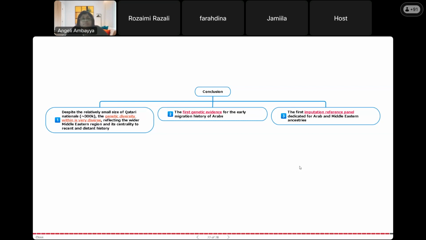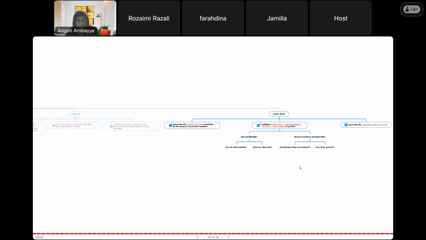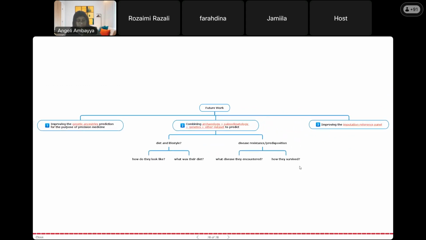That's number one. Number two, this is the first genetic evidence for the early migration history of Arabs. I didn't cover the imputation, but we came out with an imputation reference panel for imputing Arab and Middle Eastern genotypes. In future work, we plan to improve the genetic ancestry prediction. We also plan to combine archaeology and paleoclimatology with genetics and other datasets, such as diet and disease, as well as improve our imputation reference panel. So that's basically my presentation for today. If there are any questions, feel free to ask.